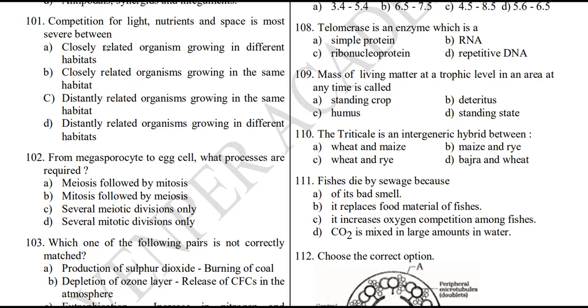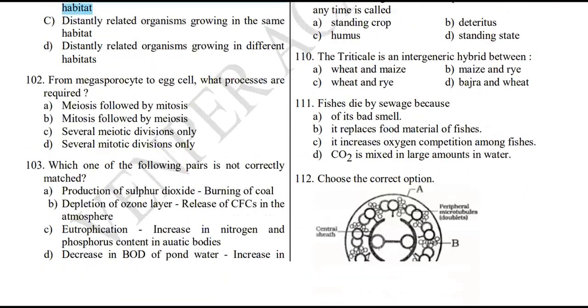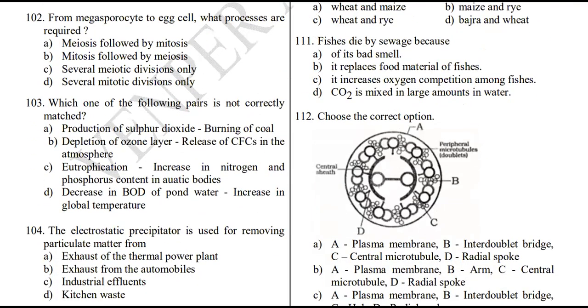Yes. Okay. The next question: from a megasporocyte to egg cell, what processes are required? Very important question. How is this process going to take place? First, I already told you, the nucellus is the one which gives rise to the megaspore mother cell. I'm writing MC, and this megaspore mother cell actually develops from the nucellus. The nucellus is the one which gives nourishment. And the megaspore mother cell is going to be diploid, so it will undergo meiosis.